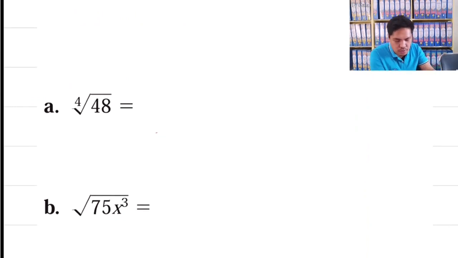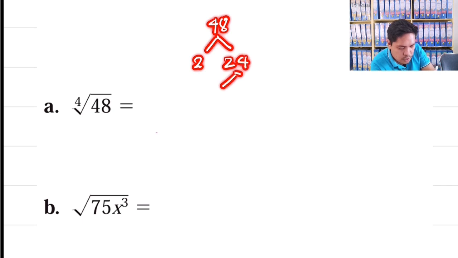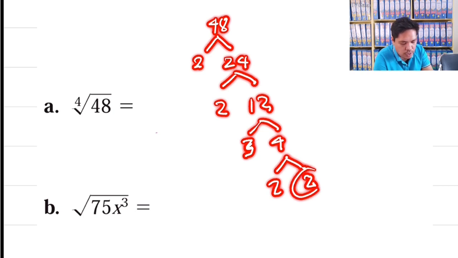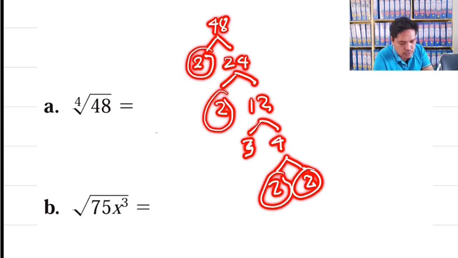Let's just do factoring. 48. What are the factors of 48? That would be 2 times 24. Right? 2 times 24, and 24 can be factored further as 2 times 12. And 12 could be factored as 3 times 4, and 4 is factored as 2 times 2. So the factors of 48 are 2 times 2 times 3 times 2 times 2, or four 2s and one 3.